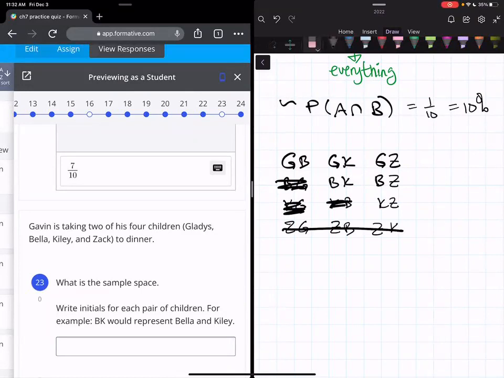Now, if they were in a car line, going through the drive-through, and he's like, I'm paying for the next 2 people, the order would matter there. But he's taking them to dinner. They're sitting at the table with him. So the order doesn't matter. So just those.